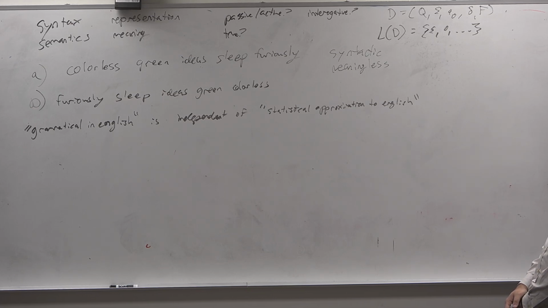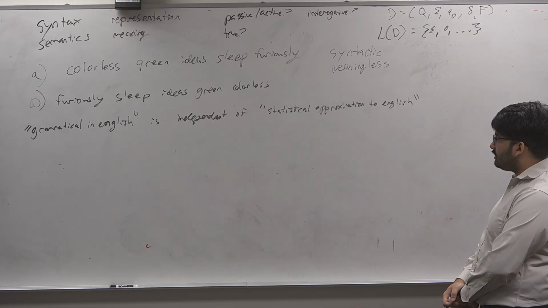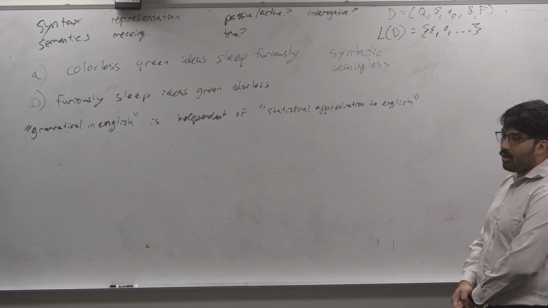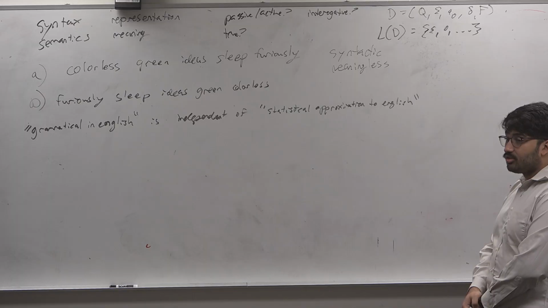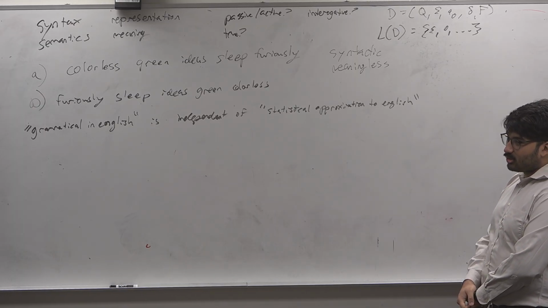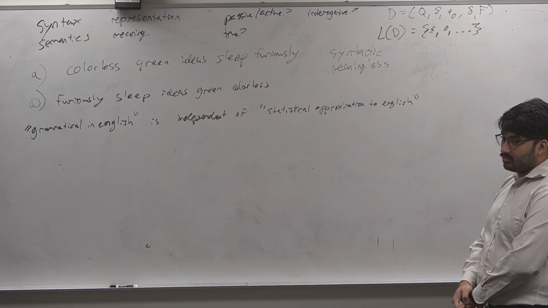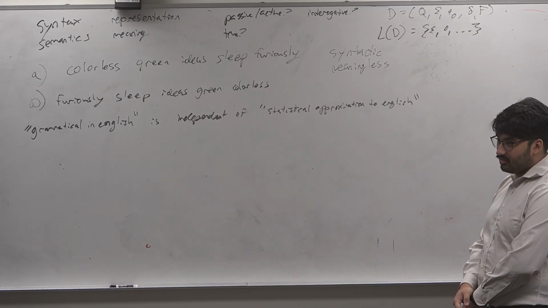So what Chomsky says here is that grammatical in English is fully independent of statistical approximation to English, in the sense that there is no relationship between these two concepts. Now, this you may disagree with. Does anyone disagree with this? Yes?